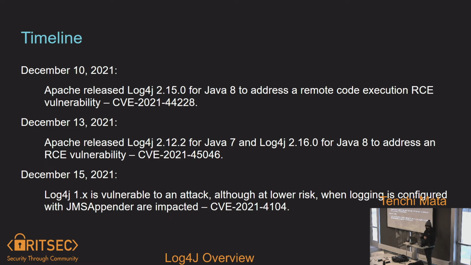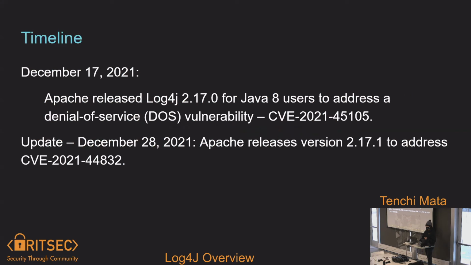There were multiple CVEs that were introduced. In total, I think there are about 5 different CVEs that were released relating to Log4j, again, including the denial of service vulnerability here. And then finally, on December 28th, Apache released the final update to this CVE, concluding all, if not most, of the attack surface regarding Log4j.